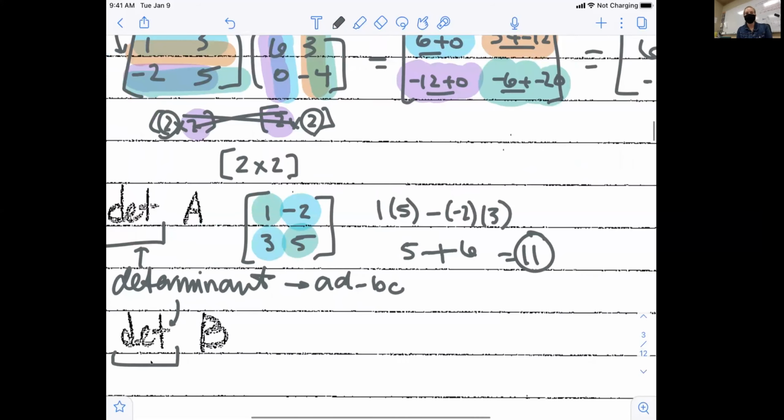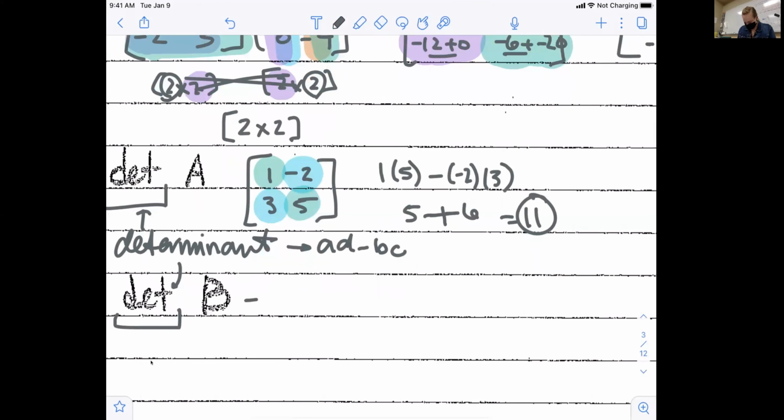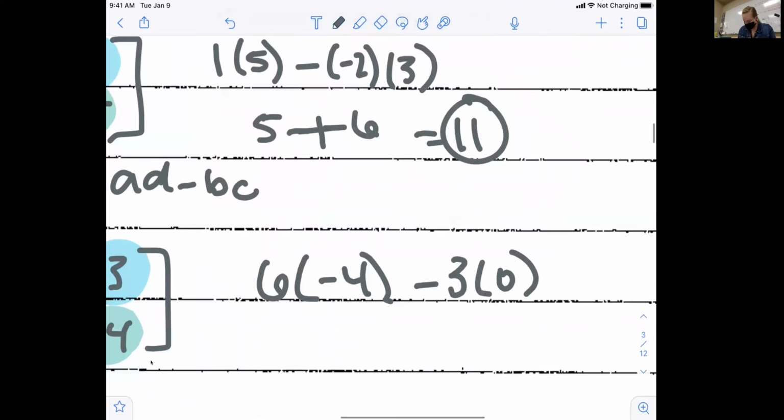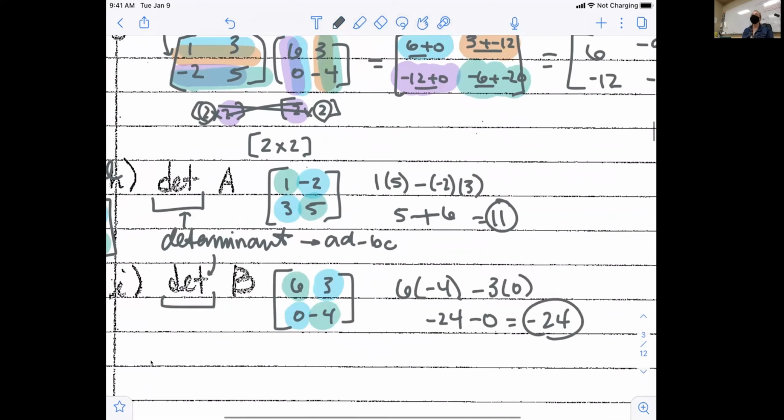All right, let's try B. I've got to find my matrix, 6, 3, 0, -4. 6 times -4. 3 times 0. -24 minus 0 is just -24. Okay, I only made you do that by hand. Flip your paper over.